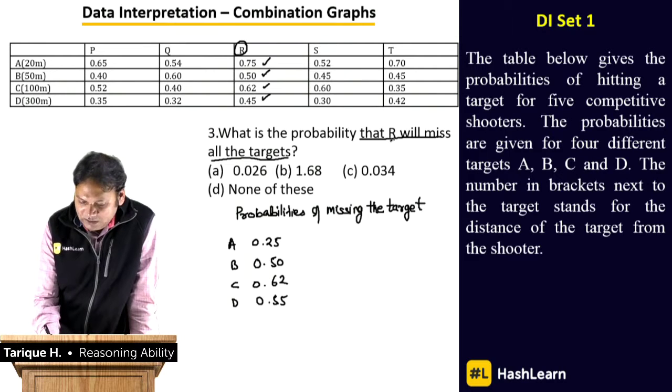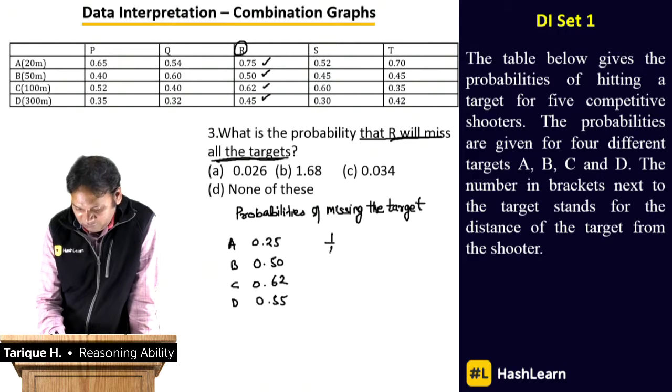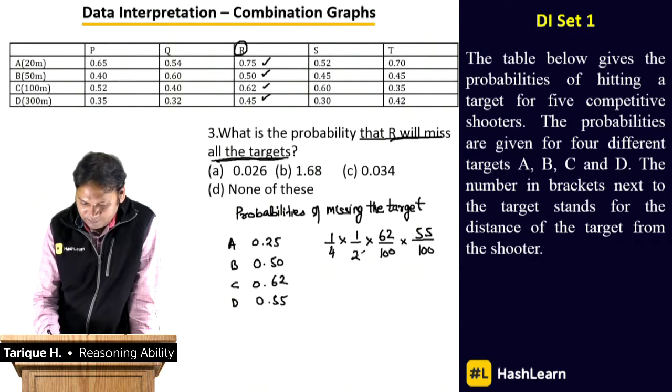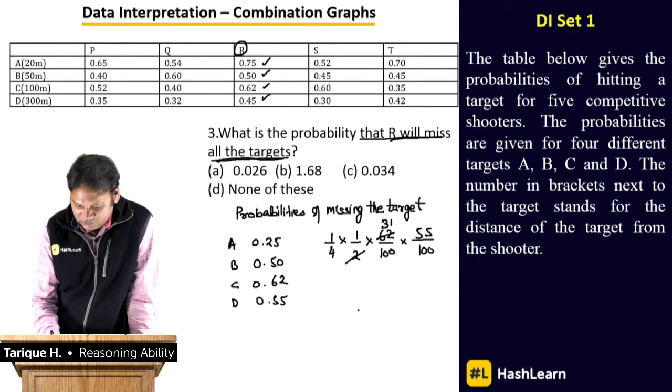Now if R is going to miss all the targets, then we're just going to multiply these values. So 0.25, that's 1 by 4, 0.50, which is 1 by 2, into 62 by 100, into 55 by 100. So just simplify this and see how we can solve this and get the answer. So 2 will cancel this 31 times. So let's just multiply 31 into 55 first of all. So 31 into 5 into 11 would be a better way of doing it. So 155 into 11, using the shortcut technique for 11, this is 5, 5 plus 5, 10, 1 in hand, 6 plus 1, 7, 1705.